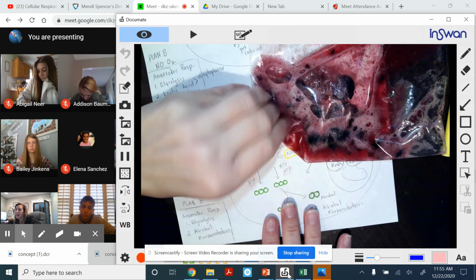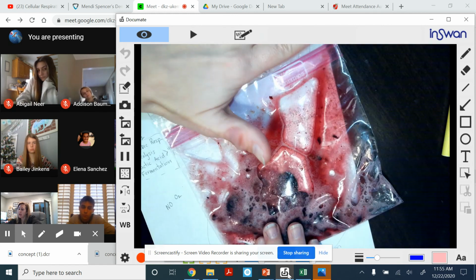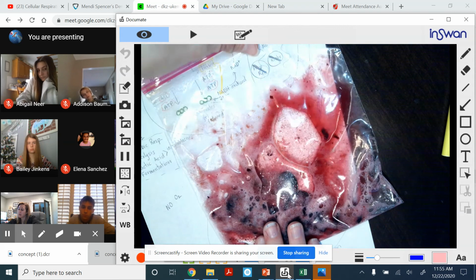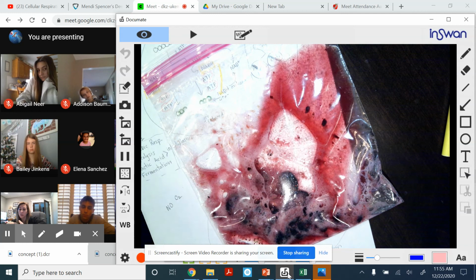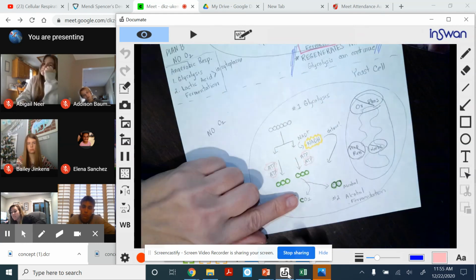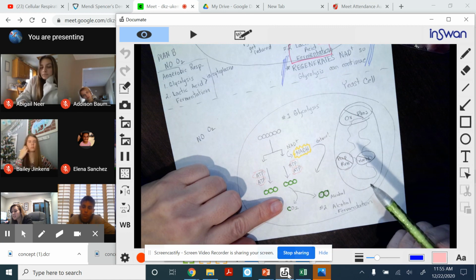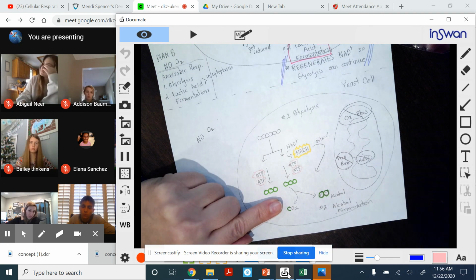And notice what I did with the bag. I push out the air and I have very limited air in there. So pretty soon, when they run out of oxygen, they will switch over and they will start making alcohol, okay? But again, the yeast aren't all for making the alcohol. The alcohol is actually toxic to them and will kill the yeast over time. So they're not trying to make alcohol to survive. They're trying to make ATP.